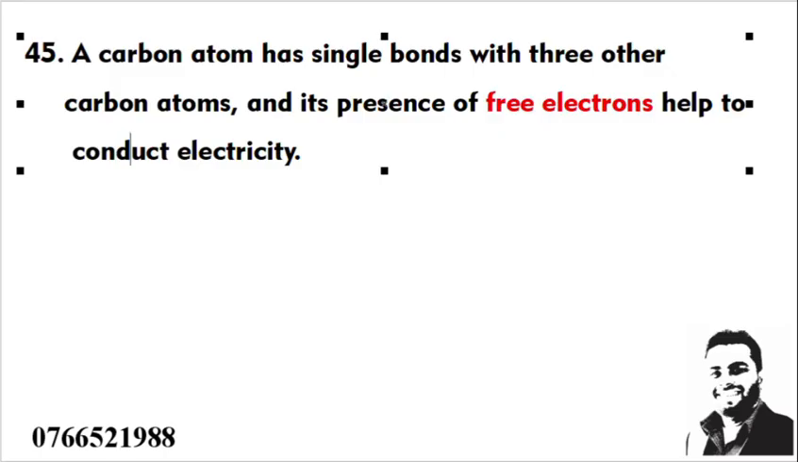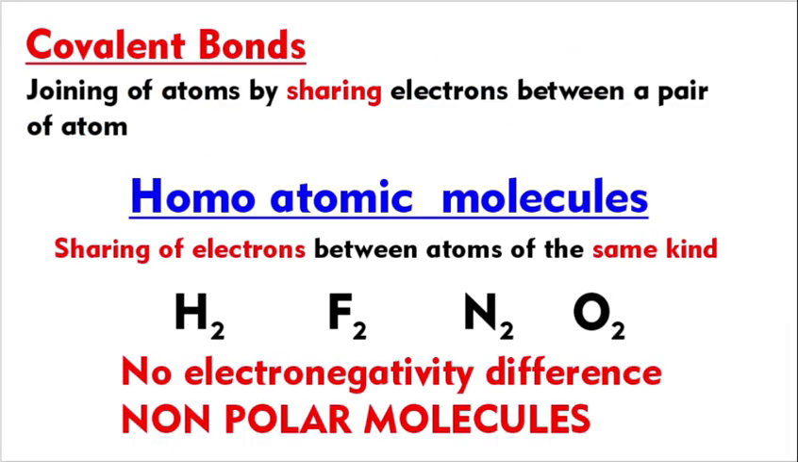Right. Now we are going to explain another very important topic, that is polarity. Very important. You know that covalent compounds are made by sharing of electrons. If the covalent bonds are made between the same atoms, like hydrogen and hydrogen, fluorine and fluorine, nitrogen and nitrogen, we say those are homoatomic molecules. Homo means same.